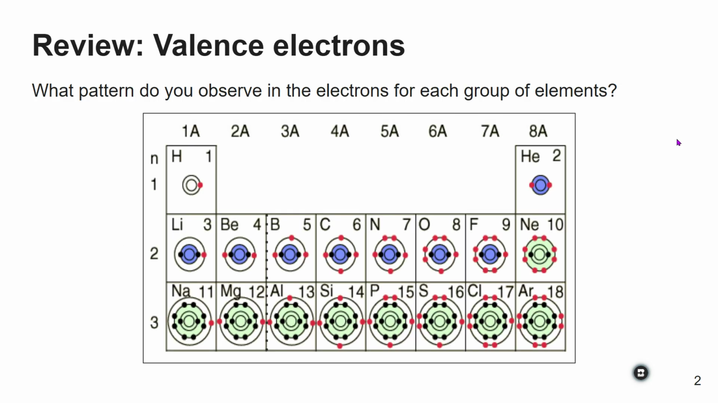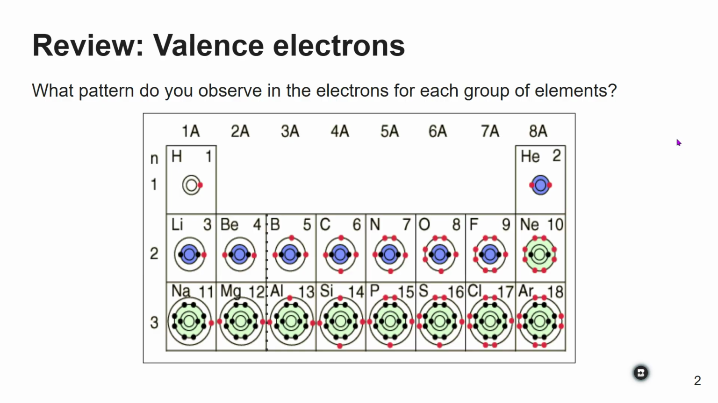So just a little review. Valence electrons we've been talking about are the outermost electrons that atoms have. Take a moment to look at this shortened periodic table to observe the pattern that you see for the number of valence electrons in each group of elements. You should notice that those elements in group 1 have 1 valence electron, group 2 have 2, group 3 have 3, and then group 14 have 4, and group 15 has 5, and so on.